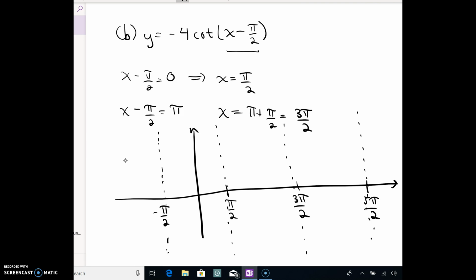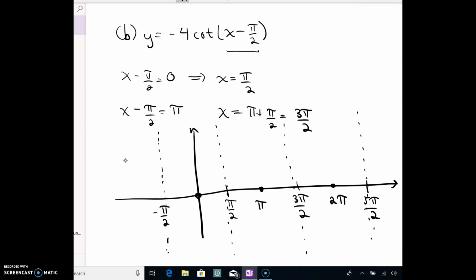All right, now let's find some zeros. Remember the zeros occur halfway in between the asymptotes. So in between negative pi over 2 and pi over 2 is 0. In between 0.5 pi and 1.5 pi is 1, or just 1 pi. In between 1.5 pi and 2.5 pi is 2, or 2 pi.